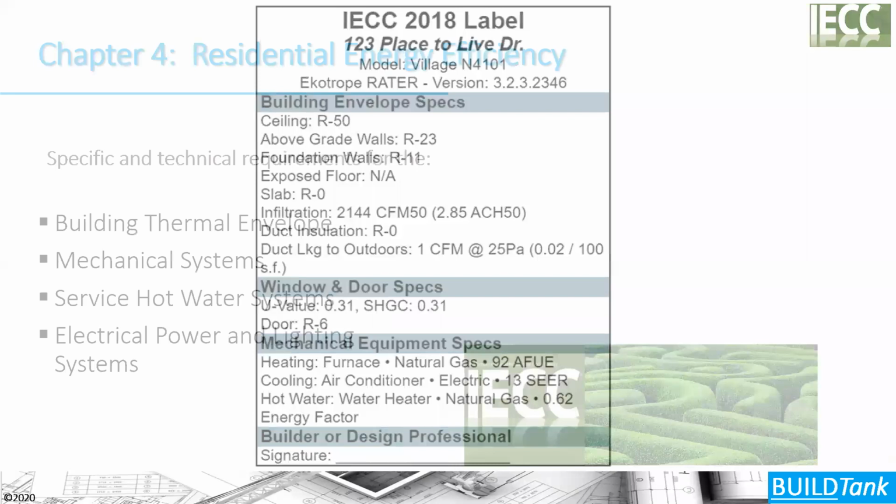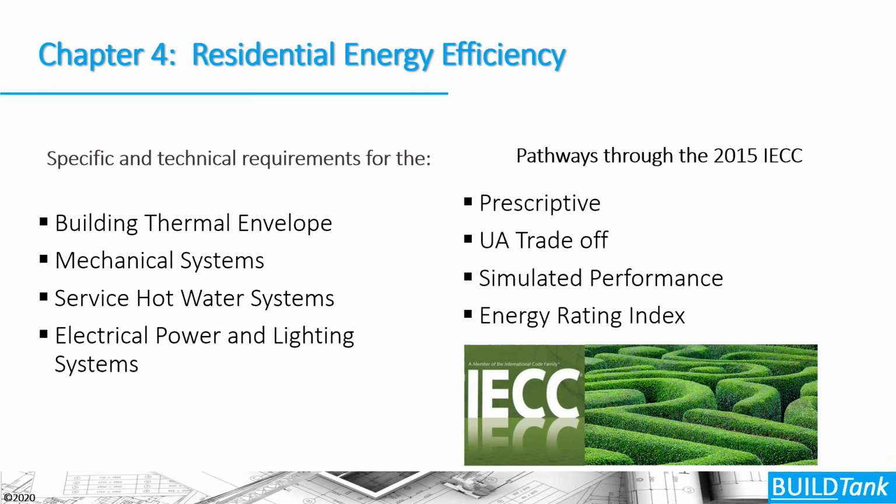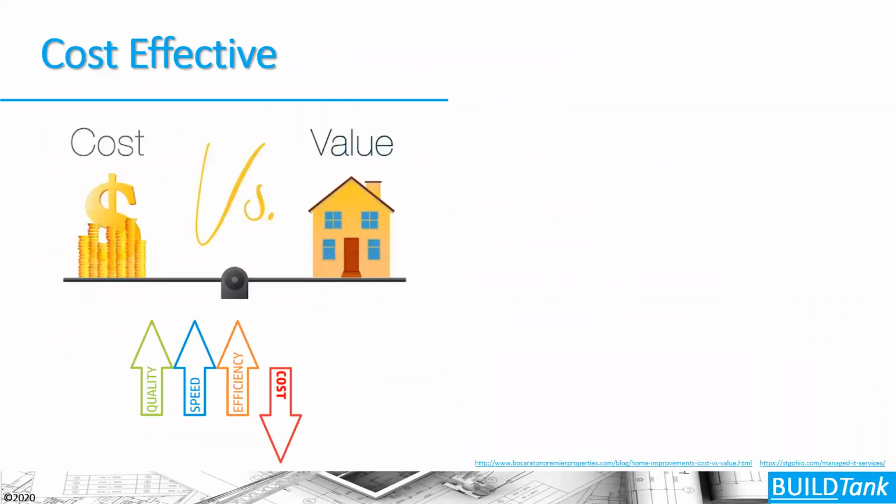Chapter 4, this is where we're going to spend most of our time today, looking at the different compliance paths in the code here. So the main compliance paths in the code are the prescriptive path, the UA trade-off path, the simulated performance path, and the energy rating index pathway. What we're looking for when we're choosing a pathway is what is the most cost-effective way to achieve code compliance?